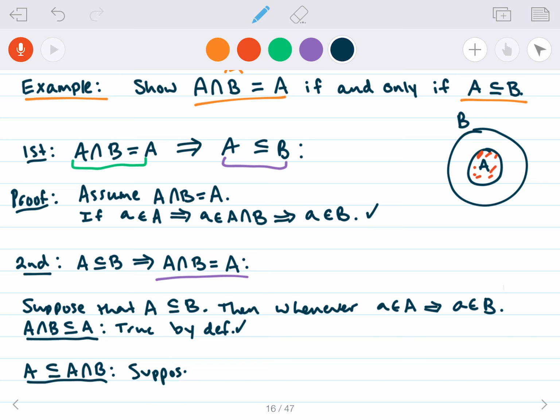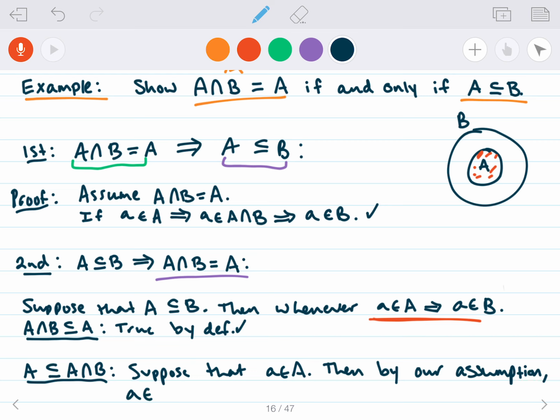So suppose that little a is in A, and we want to show that it ends up here. Well, by our assumption that A was a subset of B, whenever a is in capital A, it's also in capital B. So we use that here. Suppose that little a is in A. Then by our assumption that I've underlined in red, a must be in B as well.